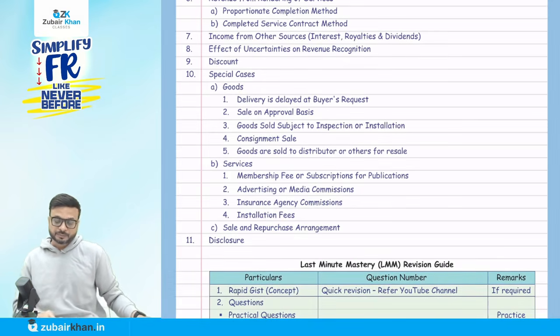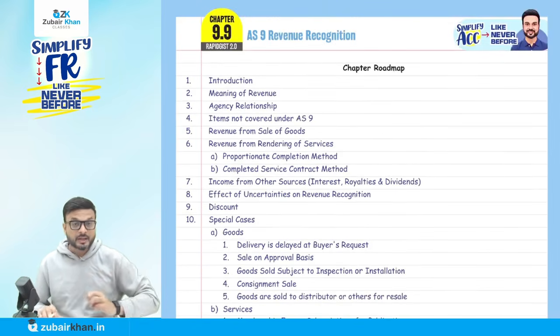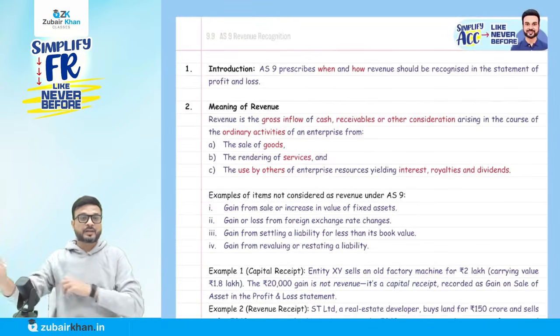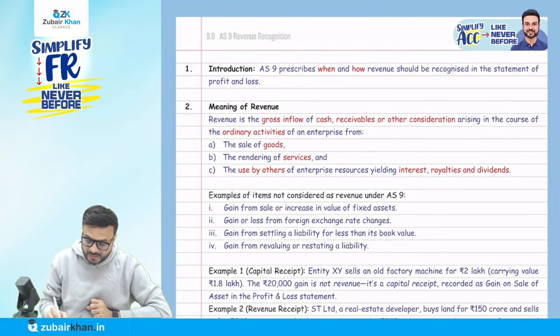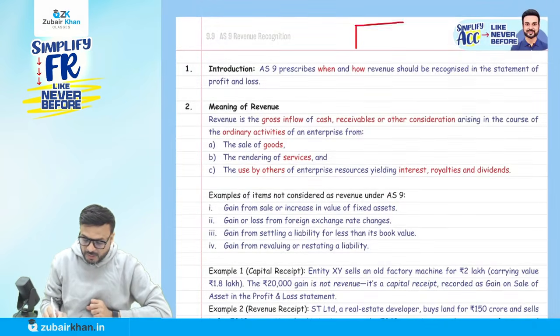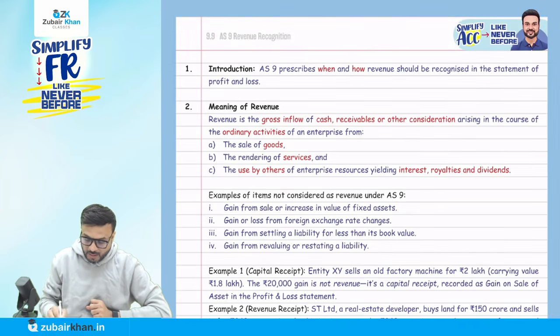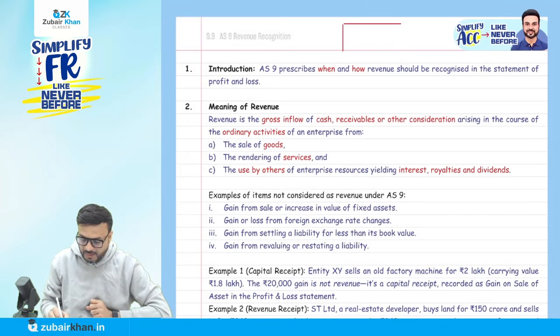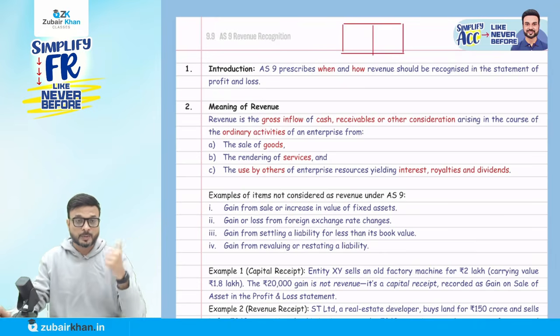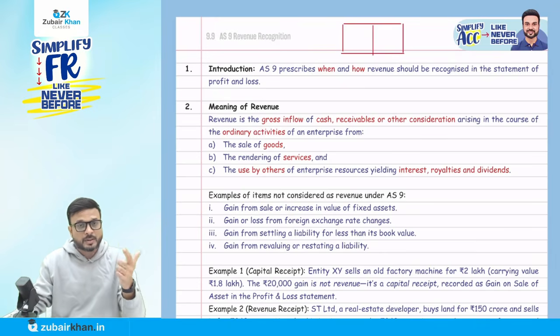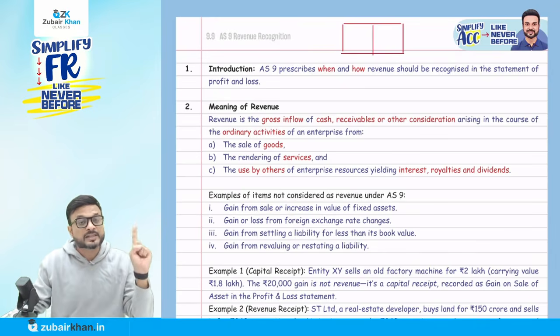Okay, so what does Accounting Standard 9 talk about? This is about the profit and loss account. It's a general accounting standard. When nowhere is it mentioned how to do the recognition of revenue, then we have to come to Accounting Standard 9. For example, Accounting Standard 12 talks about government grants. That's a specific accounting standard.